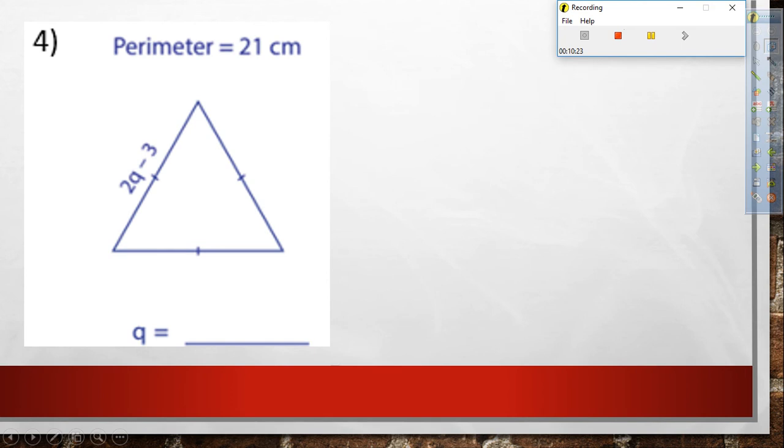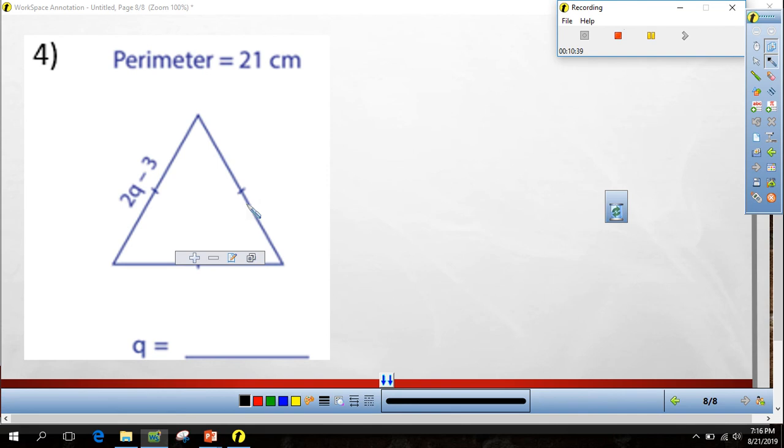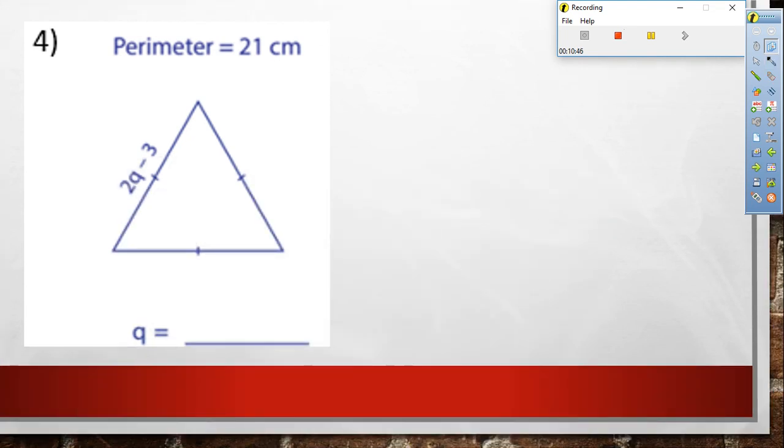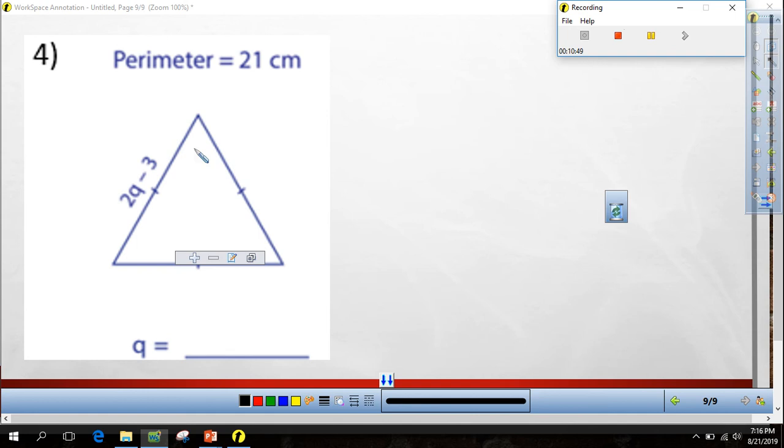And lastly, we're going to look at a perimeter problem. If you remember, perimeter is just adding up all the sides. And if you remember, these little ticks right here show that each of these sides are the same. So if this side here is 2q minus 3, then this side right here is 2q minus 3, and this side right here is 2q minus 3.